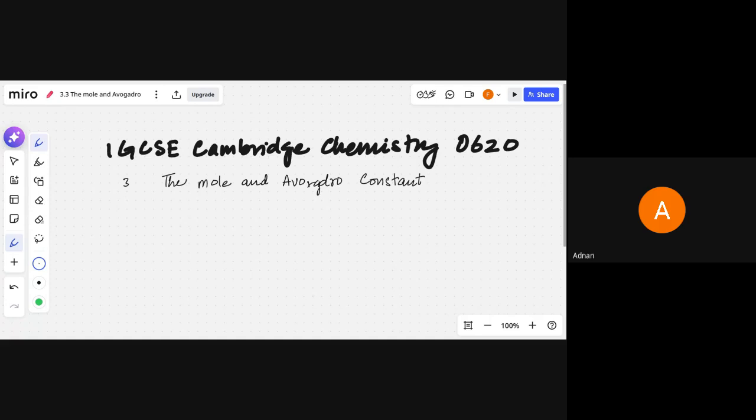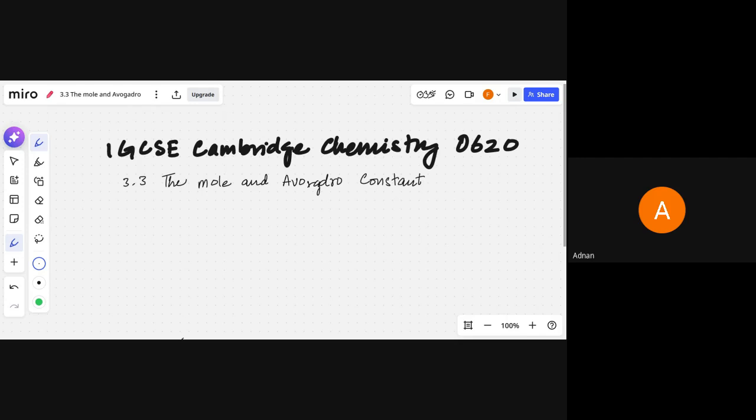And in this lesson, we will be covering the second part of topic 3.3, which is the mole and Avogadro constant. This is a pretty lengthy topic which contains lots of subtopics that we covered in our last lesson. So now this topic about the percentage purity, yield and stuff. This was the topic that was remaining.